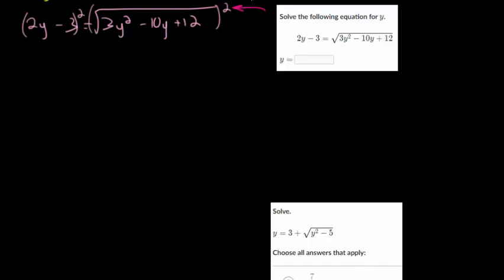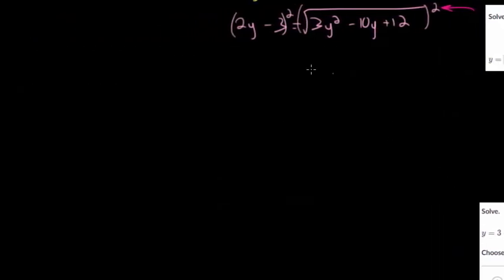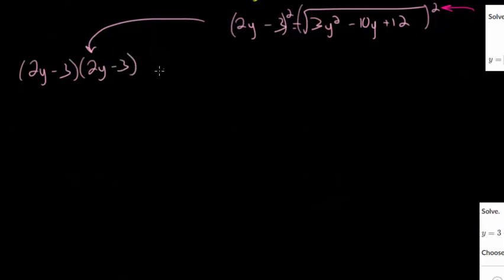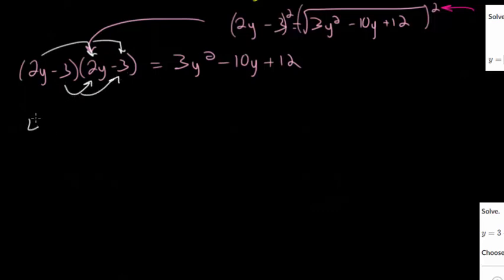And on the left-hand side, we'll need some more room for this one. On the left-hand side, we'll rewrite 2y minus 3. Since we're squaring it, we're multiplying that expression by itself. And on the right-hand side, we have the square root and the square canceling each other, so you get 3y squared minus 10y plus 12. And now we just simplify. We are going to distribute the 2y to each term and the minus 3 to each term. So you get 4y squared, and then minus 6y plus 9 is equal to all of this.